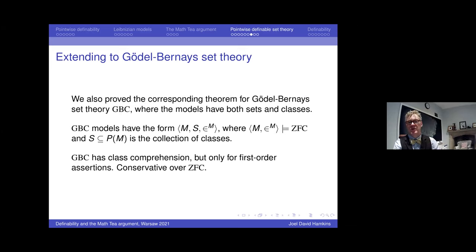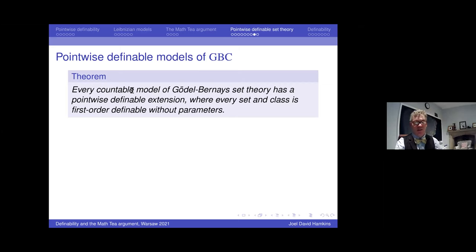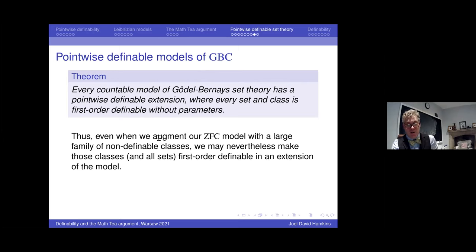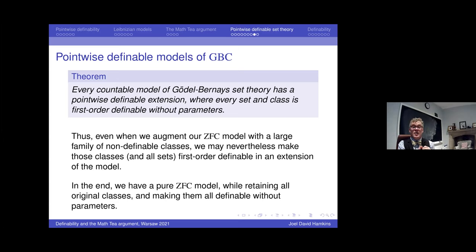Okay, so for the GBC case, the theorem is that every countable model of GBC has a pointwise definable extension where every set and also every class is first order definable without parameters. Let me just tell you a little bit about it. Even when we augment the ZFC model with these classes, maybe some of them are not definable originally, but we can make them definable by adding more classes and more sets. So in the end, we're going to produce just a ZFC model, but then the parameter-free definable classes of that model will make a GBC model that includes all of the old classes.